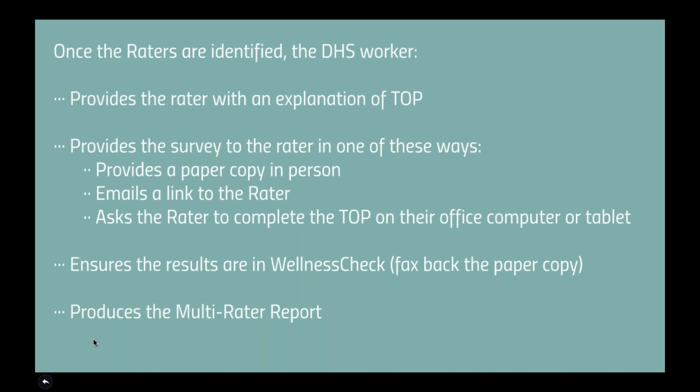The next thing that they're going to do is ensure the results are in wellness check. If the link has been emailed or has been done on the worker's computer or tablet, it automatically goes right into the system. But if it's done on paper, the DHS worker will go ahead and fax it back to make sure that everything is in there. And then once one or more people have completed the TOP for that child, the DHS worker can then produce a multi-rater report, which shows everybody's answers, everybody's scores on one easy to read sheet. We'll talk a little bit more about the multi-rater report in a little bit, and we'll actually walk through one and talk through it.